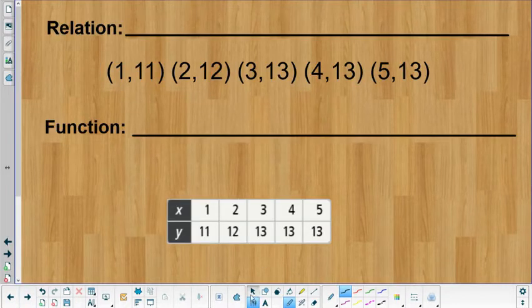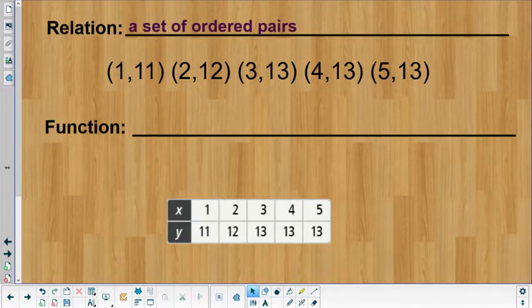Okay, so first we need to know what these two words mean. A relation is a set of ordered pairs. The word relation is kind of like relationship. It's comparing the x values to the y values. So when x is 1, y is 11, x is 2, y is 12, and so on. So this is an example of a relation. It is not always written in ordered pairs. It could also be written as a table.